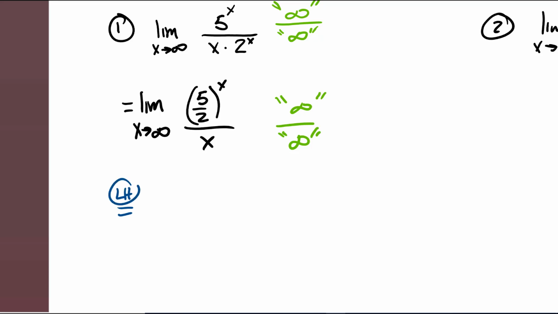This is just our exponents rule, right? So let's take the derivative of what's up top first. And that's going to be, wasn't it just leave that alone and then multiply by the natural log of 5 over 2. Cool. Now what's the derivative of x? Yeah, that's 1. So where's this thing going?